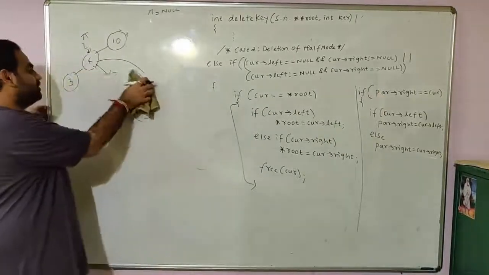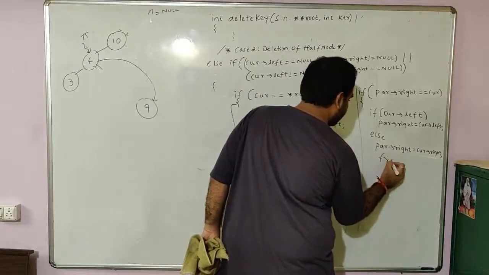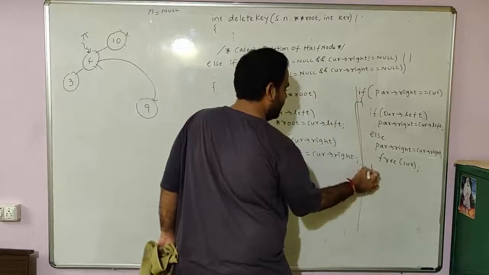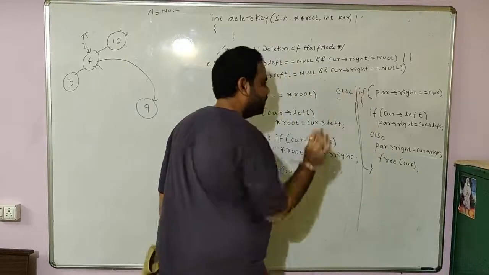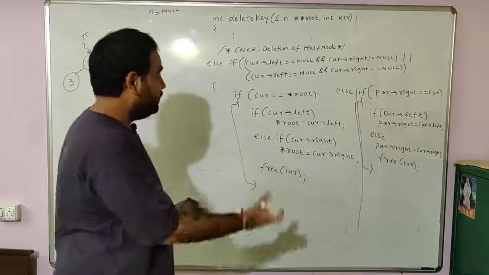I no longer need this current. Therefore, what do I write over here? I say free(current). And this is the end of this else if. Is it okay? Now there is a continuation of this.